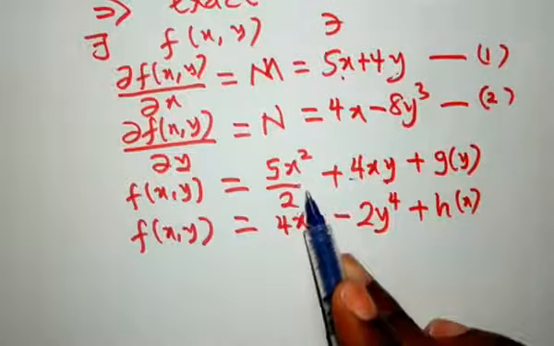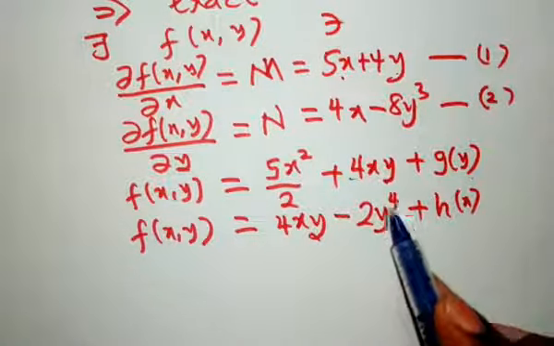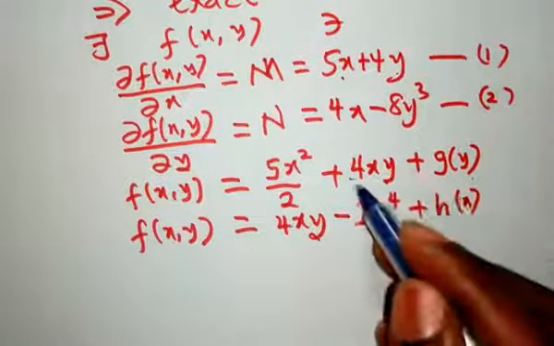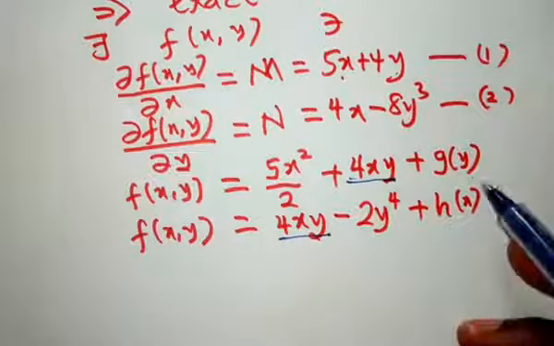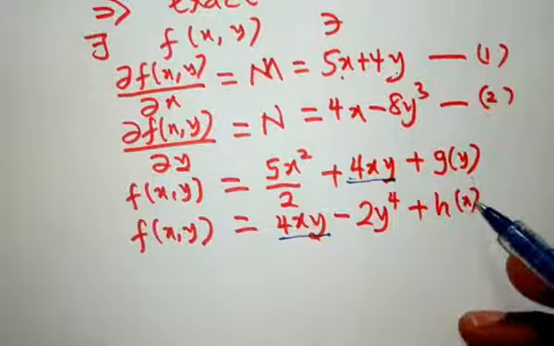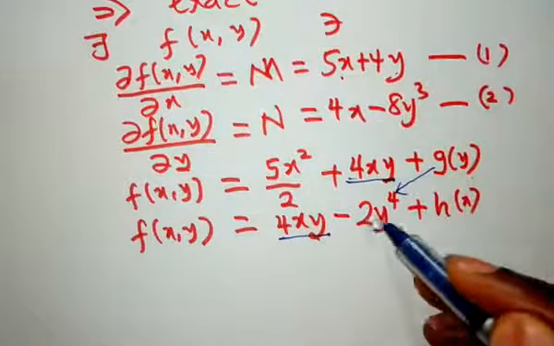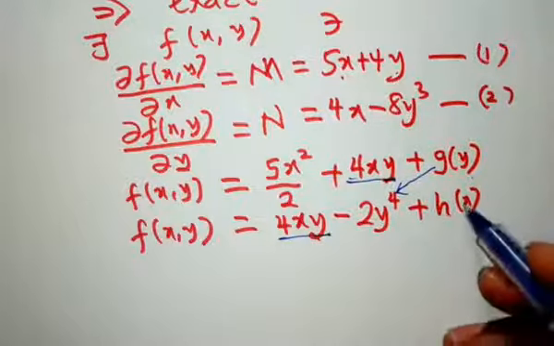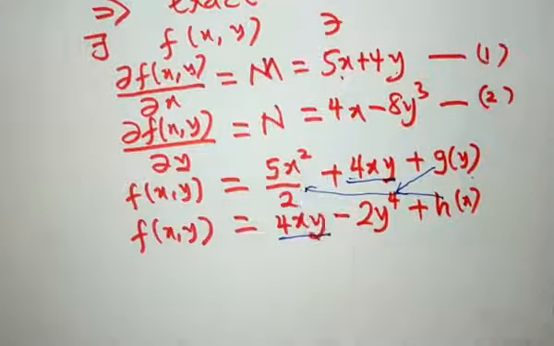Now this is f(x,y). This is also f(x,y). So if you compare these two equations, we see that there is 4xy here, and there's 4xy here. Now for this to be equal, it must be that g(y) is minus 2y raised to power 4 and h(x) is 5x squared over 2.